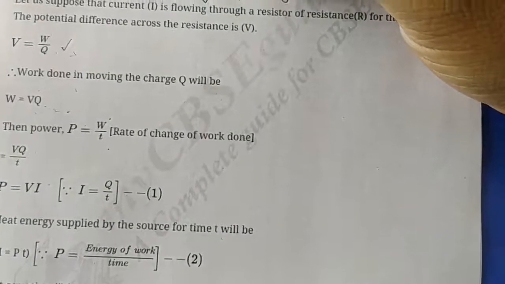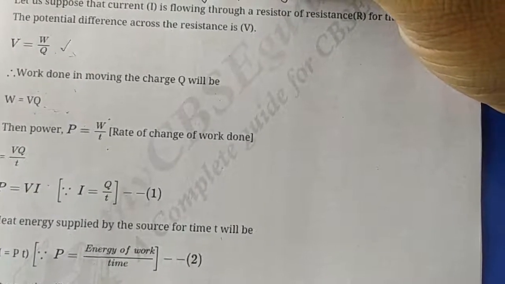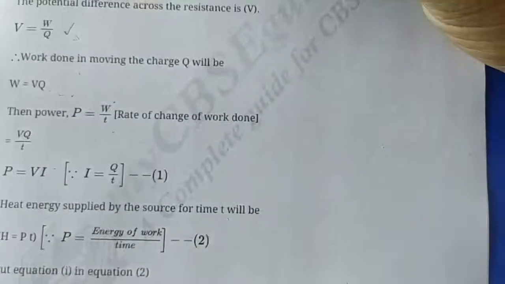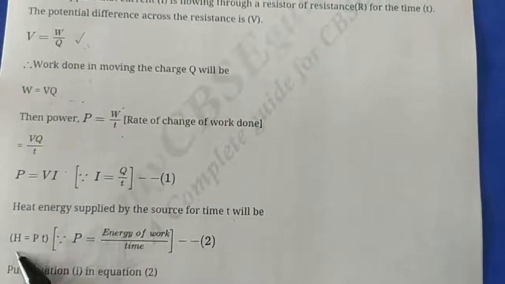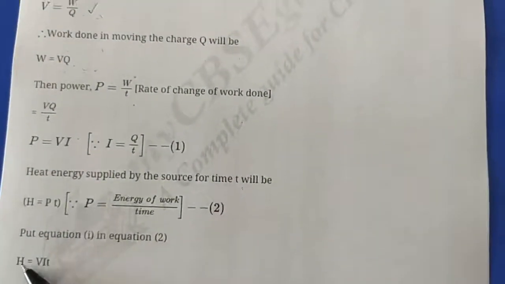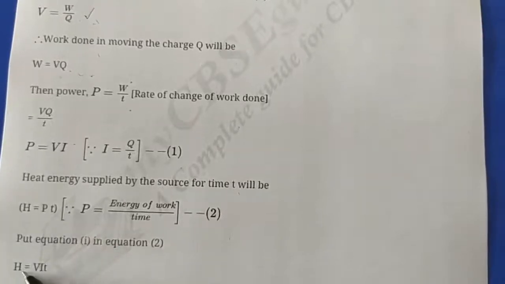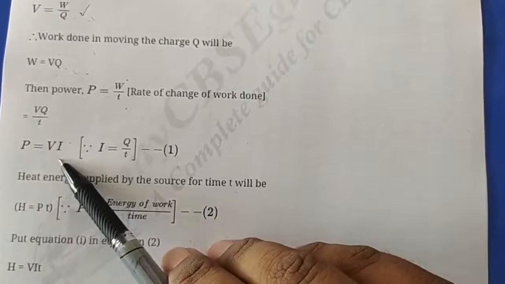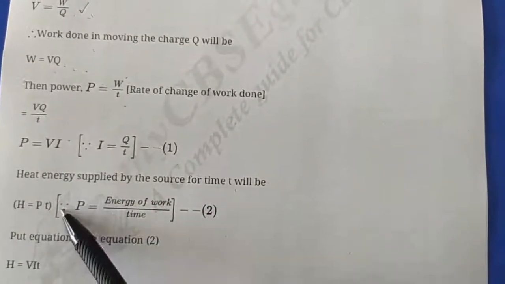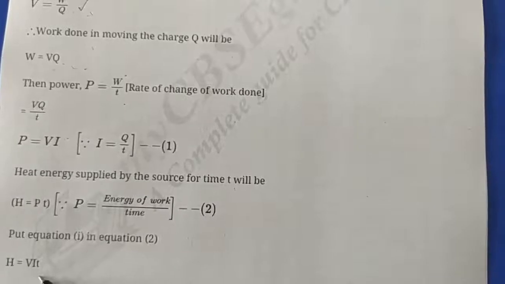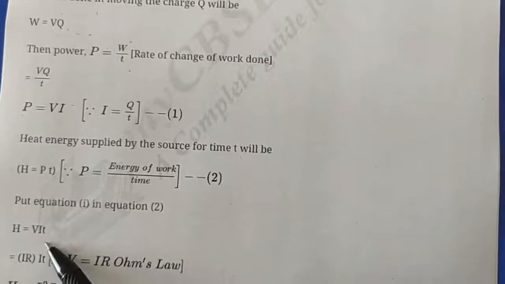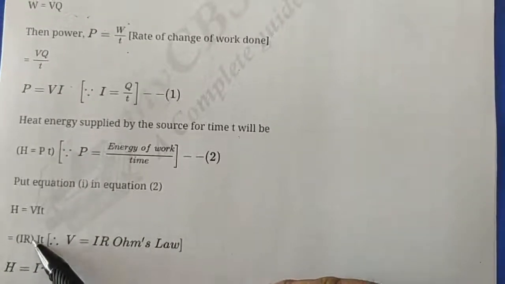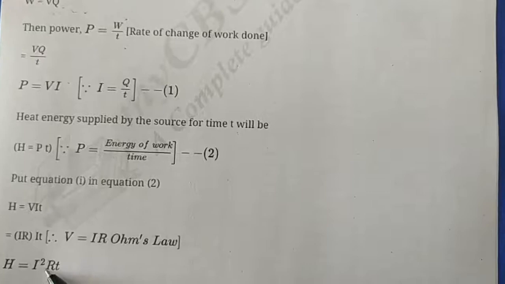The heat energy will be supplied over time T, so heat H is equal to P into T. H will be equal to power into time, right? The power value is VI, so H is equal to VIT. By Ohm's law, if we put V is equal to IR, then it becomes I R into I T, that is I square RT.